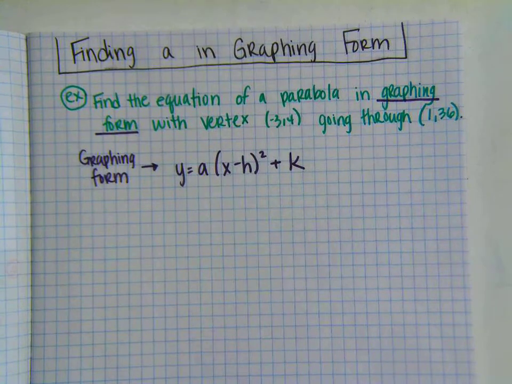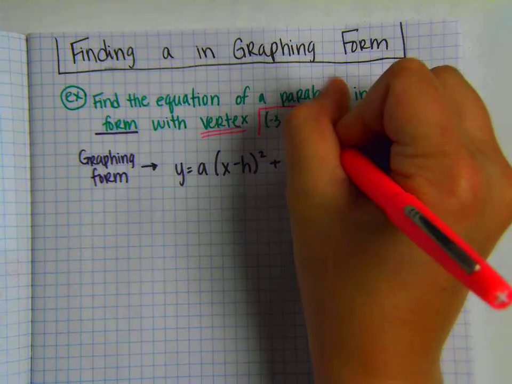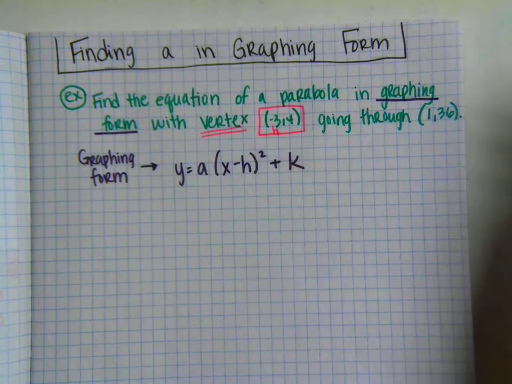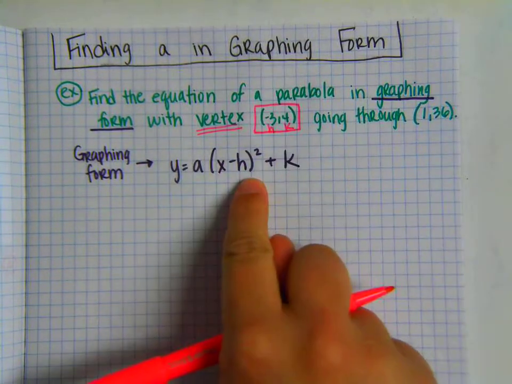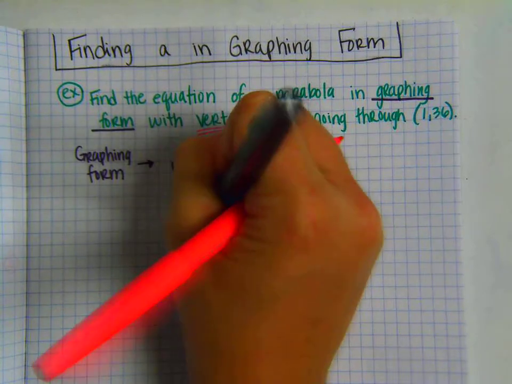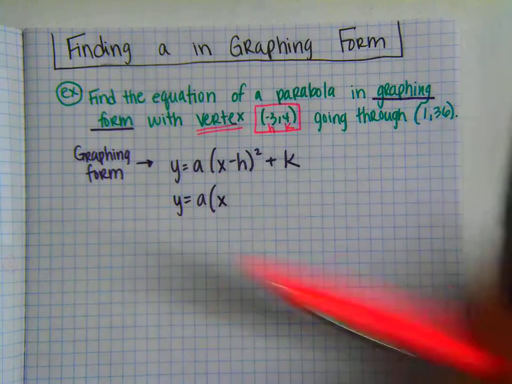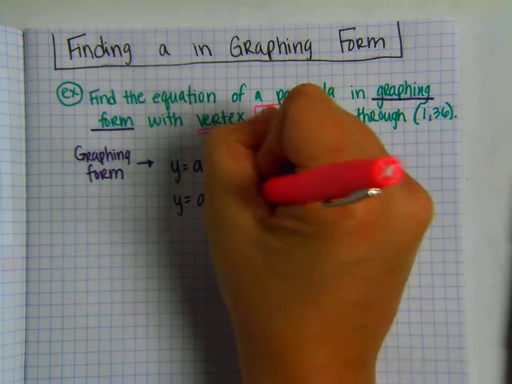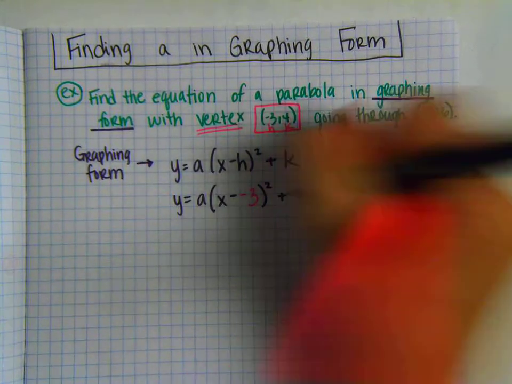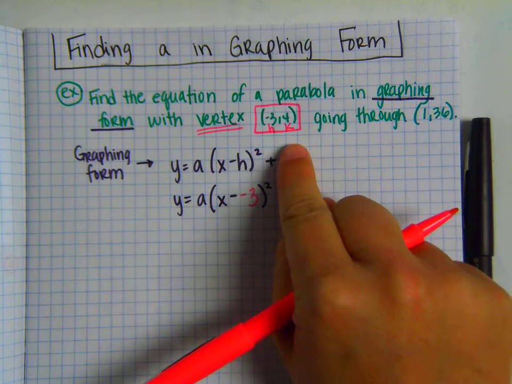The graphing form is that. The vertex is -3, 4. Okay, now as a reminder, -3 is h, 4 is k. So I'm going to plug those into my equation. We'll have y equals a times x minus h, which is -3, squared plus our k, which is 4. -3 is for h, 4 is for k.